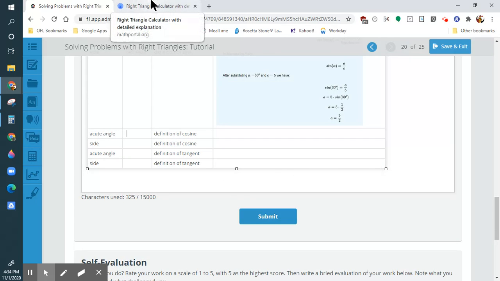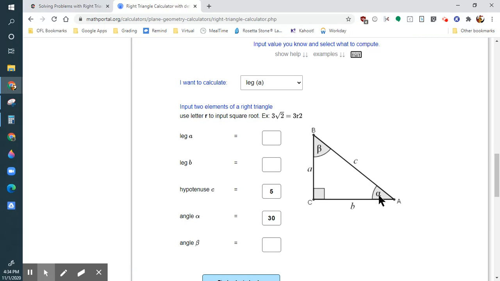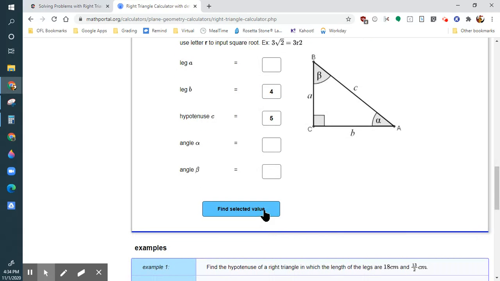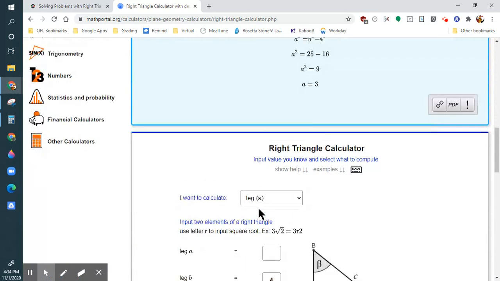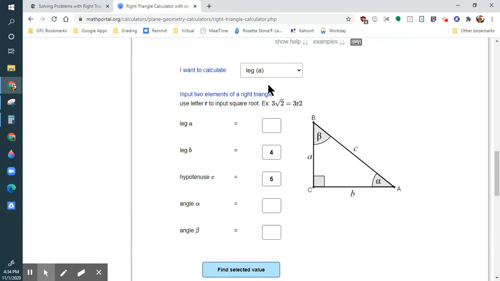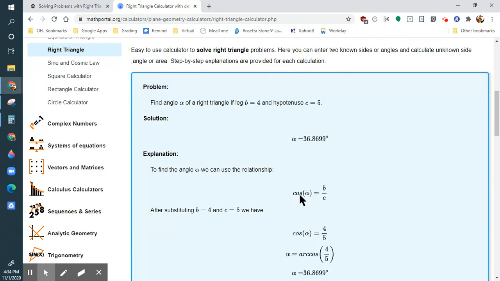I need to find an acute angle using cosine. So I'm going to use cosine of alpha. I don't need alpha, I need to solve for alpha, and I need the adjacent. So I need my B. I'm just going to put a 4 here and calculate that. This should be using cosine. Well, it's using Pythagorean theorem. That means I messed up somewhere. Oh, I need to solve for angle alpha. And I use cosine. So I know I did this right.